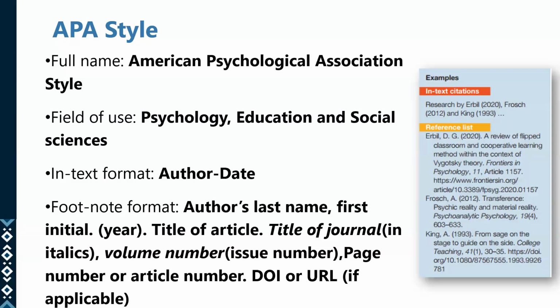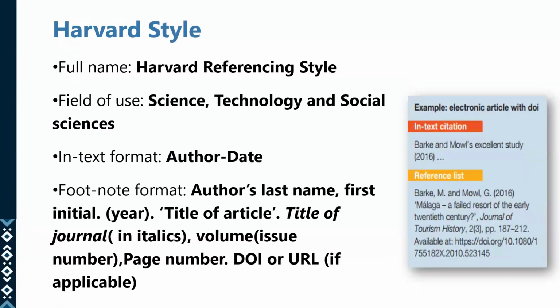The next style we are going to explore is the Harvard style. The full name is Harvard Reference Style. The fields of use are science in general, technology, and also social science. It is also an author-date format, and it also has its own way of appearing in the reference list. And this is the example that you can see, trying to follow the same rules.